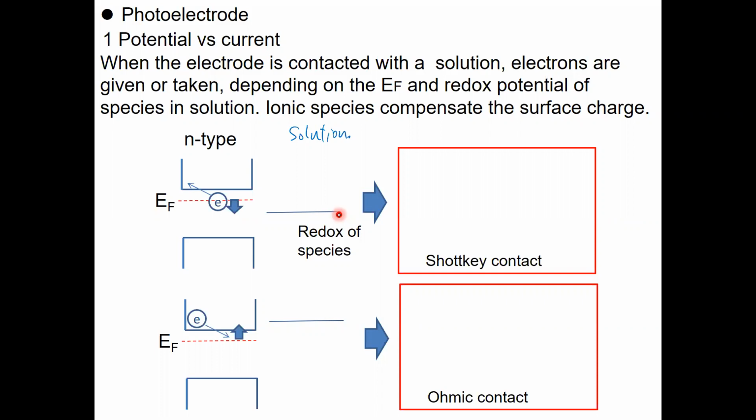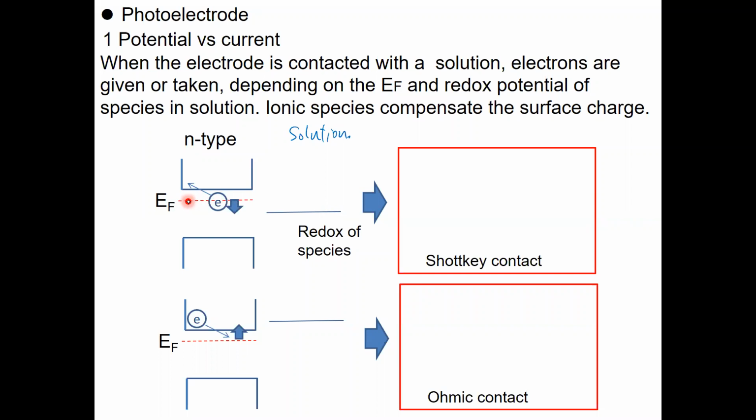So this energy level cannot be changed. I want to emphasize this point, because this is decided by the chemical structure. So the energy level of the redox of chemical species cannot be modified. However, in the case of a metal or semiconductor, somehow the Fermi level can be controlled by applying the potential.